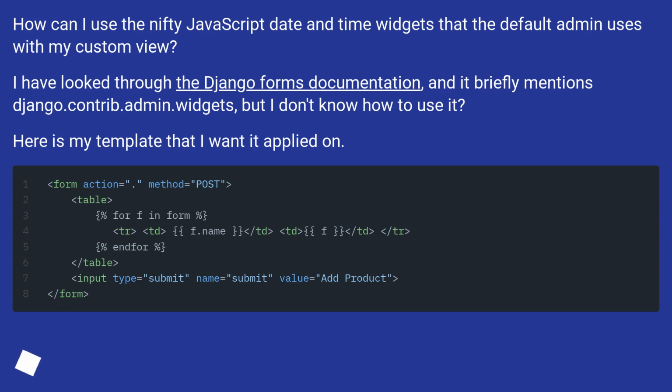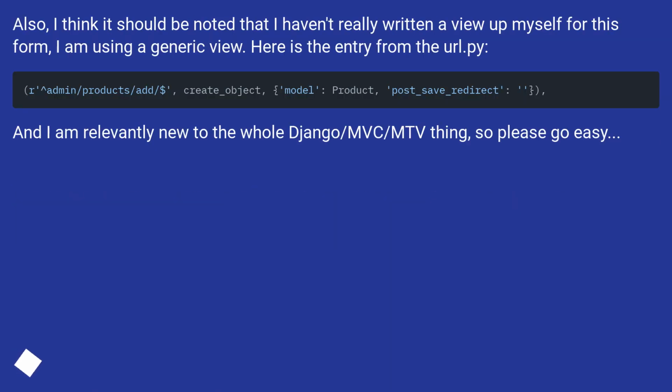Here is my template that I want it applied on. Also, I think it should be noted that I haven't really written a view up myself for this form. I am using a generic view. Here is the entry from the url.py. And I am relatively new to the whole Django/MVC/MTV thing, so please go easy.